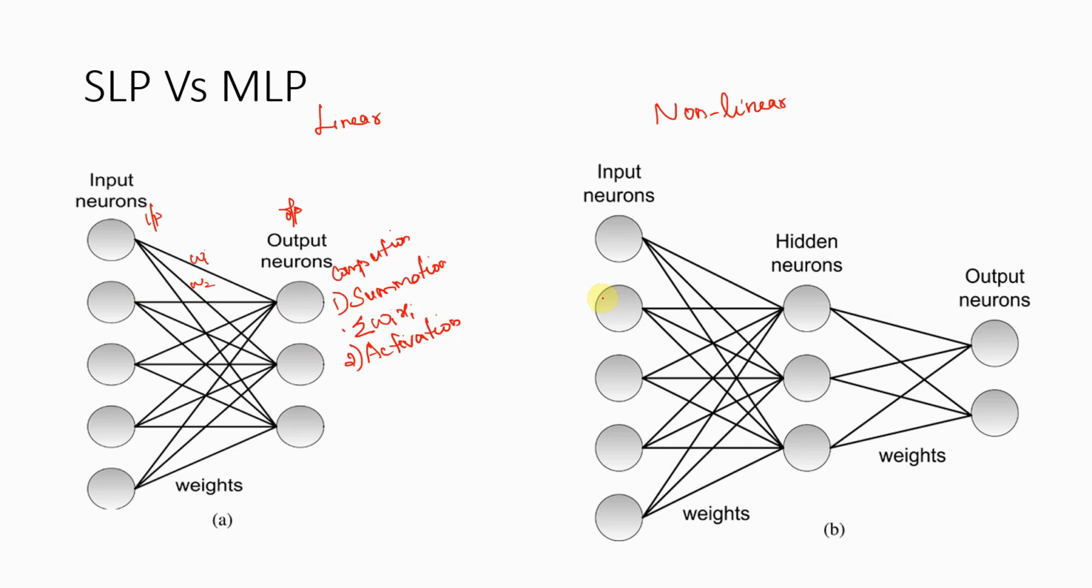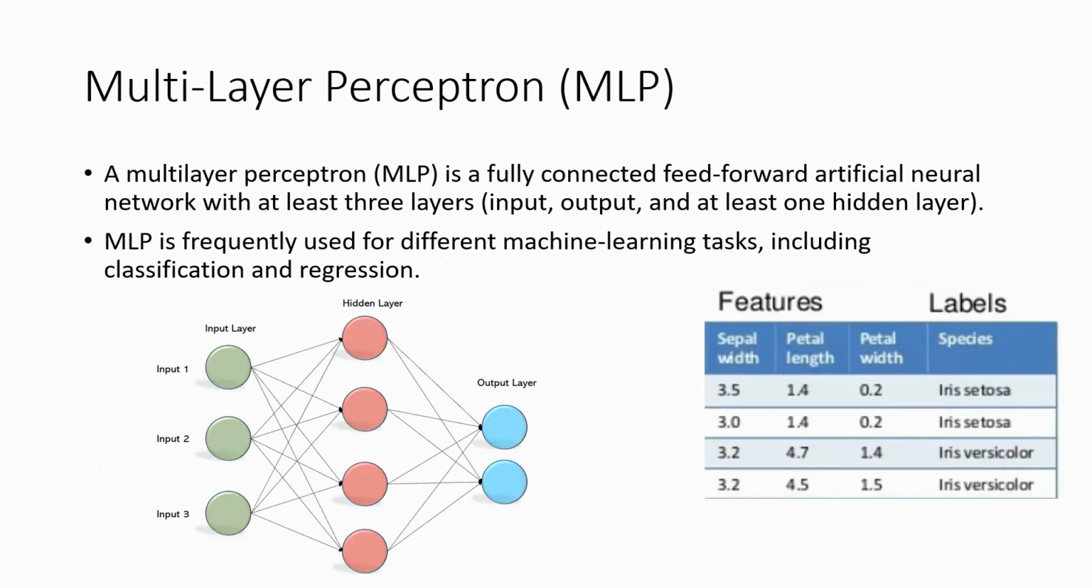And now we are going to the multi-layer perceptron. In a multi-layer perceptron there are at least three layers: the input layer, the output layer, and in between we have a hidden layer. There can be one hidden layer or more than one hidden layer. So multi-layer perceptron is a fully connected feed-forward artificial neural network which has at least three layers: input, output and one or more hidden layers. The hidden layer and the output layer will perform the computation here.